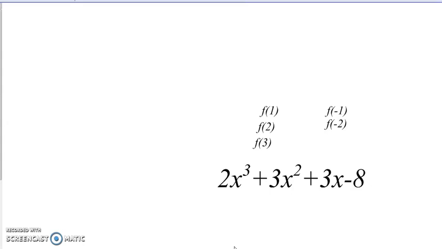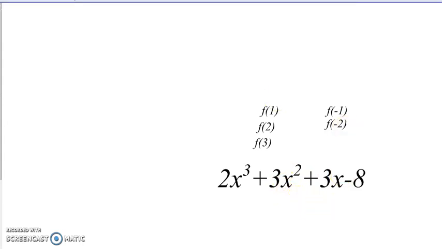Normally we would use the factor theorem and calculate f of 1, f of 2, f of 3, by substituting 1 in there and calculating the value, substituting 2 and calculating the value, substituting 3 and calculating the value, until we get a result of 0. Then we know that the number that I substituted is a factor. Now that is a long and tedious process.